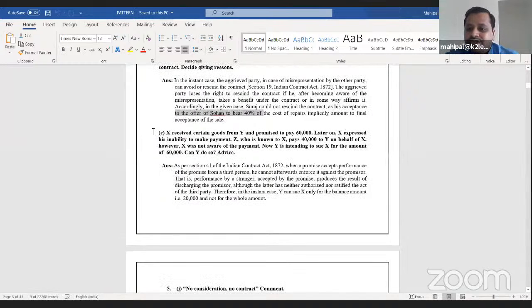Again, this is a case-based question. X received certain goods from Y and promised to pay 60,000. Later on, X expressed his inability to make the payment. Z, who is known to X, pays rupees 40,000 to Y on behalf of X. However, X was not aware of the payment. Now Y is intending to sue X for the amount of rupees 60,000. Can he do so? He cannot. He can only claim 20,000 rupees. Superb. Can we proceed?